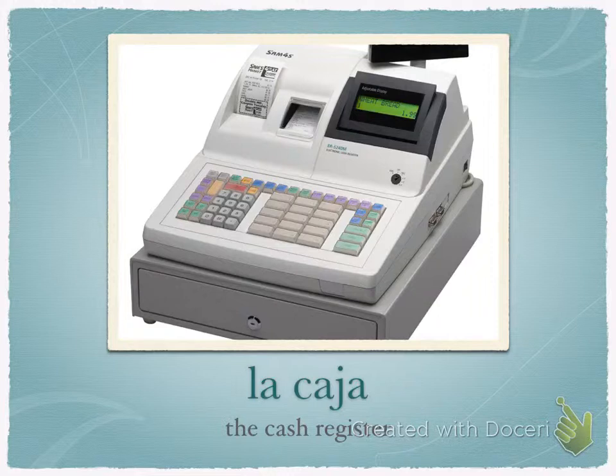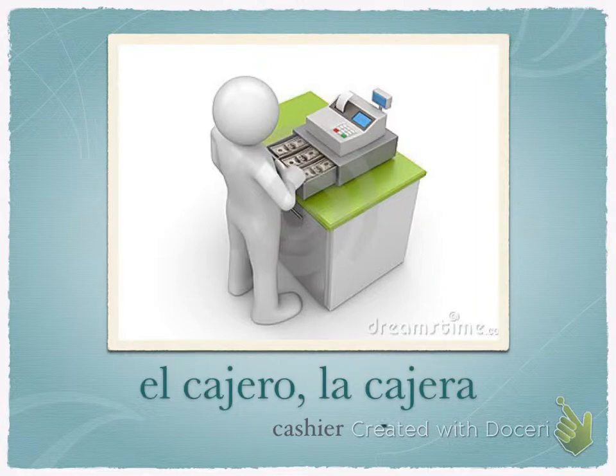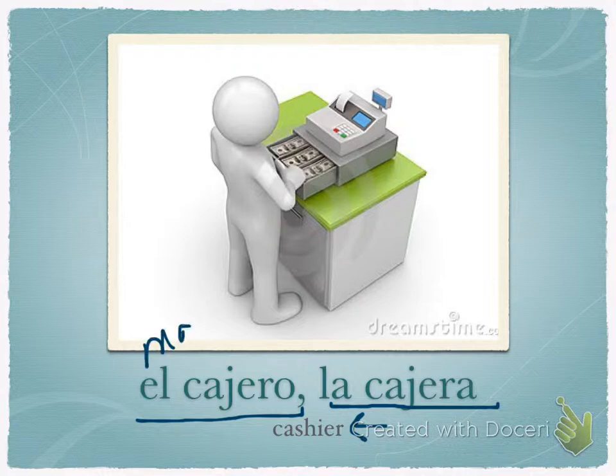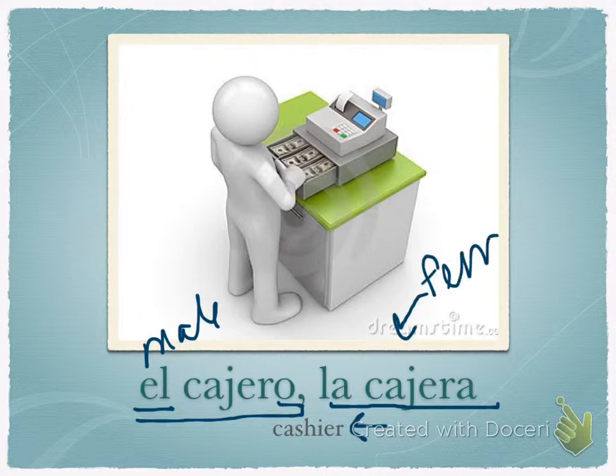Okay, so this one is the cash register, la caja. Remember that J is an H sound, la caja. Cashier, el cajero o la cajera. So notice, depending on the gender of the cashier, this is for a male, right? El and o ending. This one is female, right? La and a ending, okay? So make sure you remember that when you're using that.